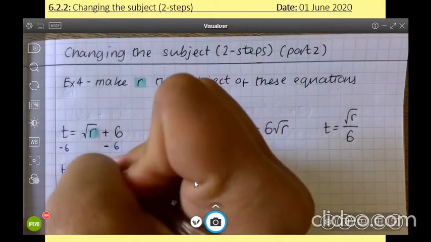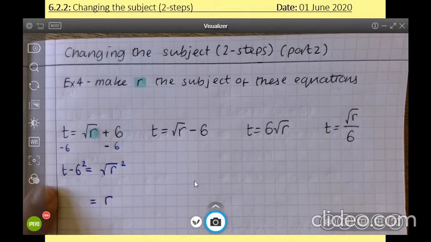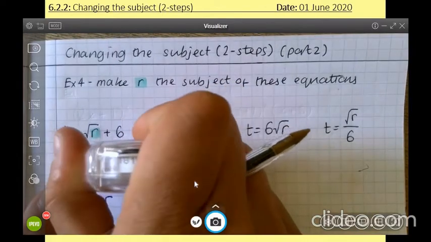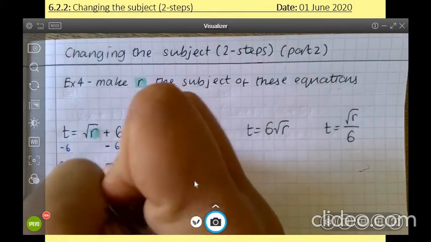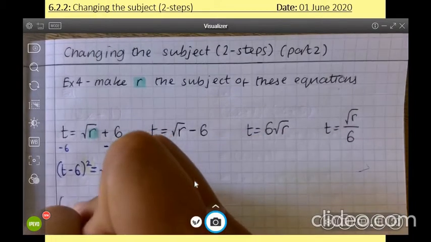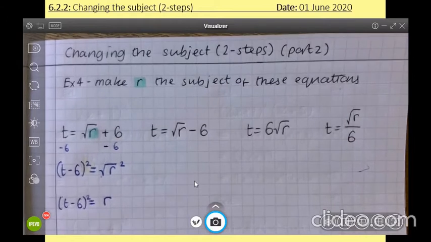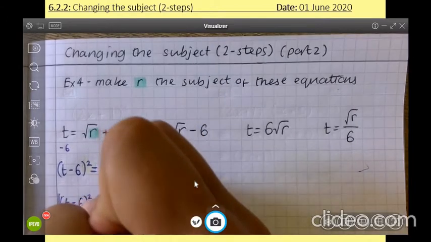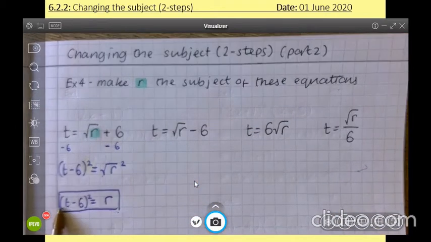Now I'm not just going to put squared here, because that's just squaring the 6, and I don't want to just square the 6. I need to square everything on the left hand side. So I'm going to move my equal sign out of the way as well. I need to square everything on this side, and I show that with brackets. So r is equal to t take away 6, all squared. And that's my answer, because I've made r the subject. r is by itself over here and is the subject of this equation.